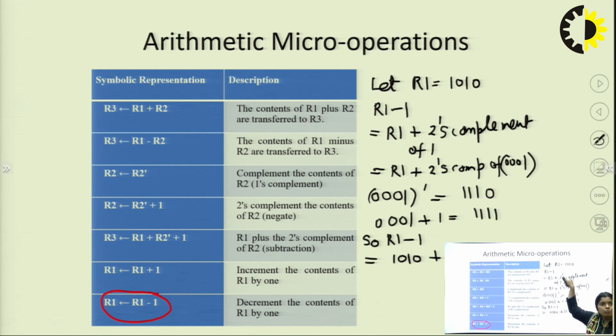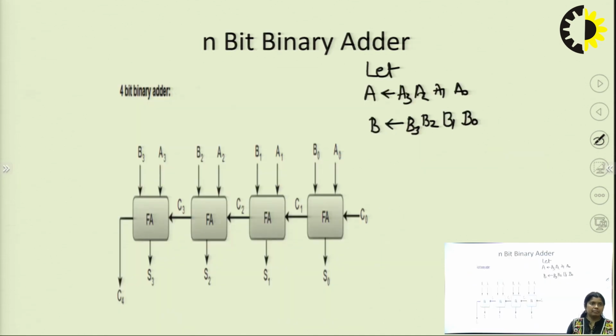So R1 plus the 2's complement of 1 means R1 plus the 2's complement of 0001. For this 0001, the 1's complement will be considered: 0 is converted into 1 and 1 is converted into 0, and then this value will be added plus 1. So the resultant will be 1111. So R1 minus 1 is actually done as the content of R1 plus four 1s. That will be the decrement operation, R1 minus 1.